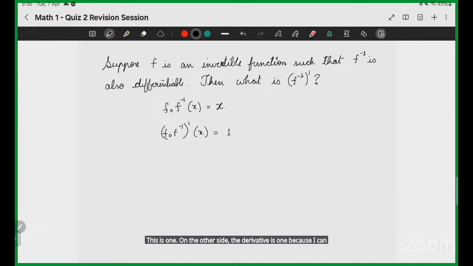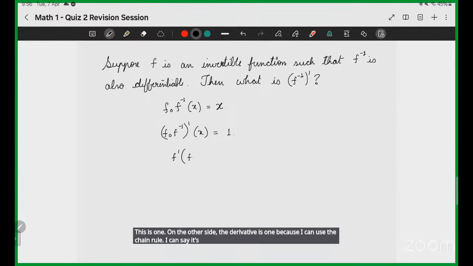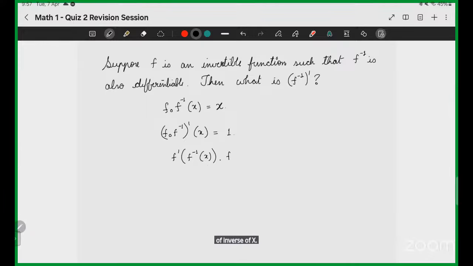This I can use the chain rule. I can say it's f prime at f inverse of x times f inverse prime x. So f inverse prime of x is 1 by f prime at f inverse of x.